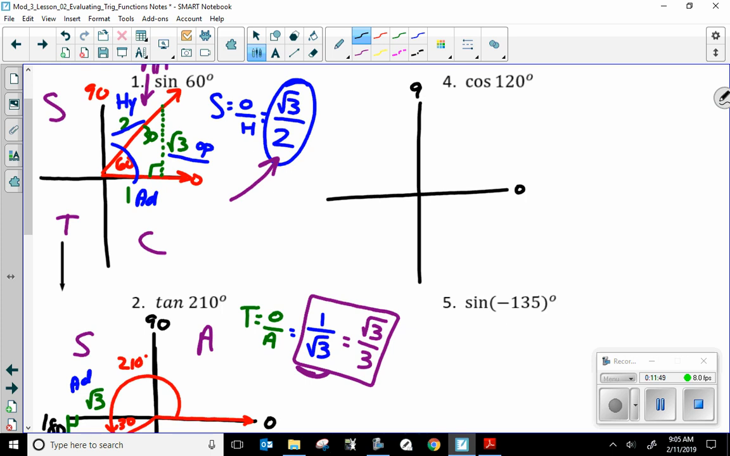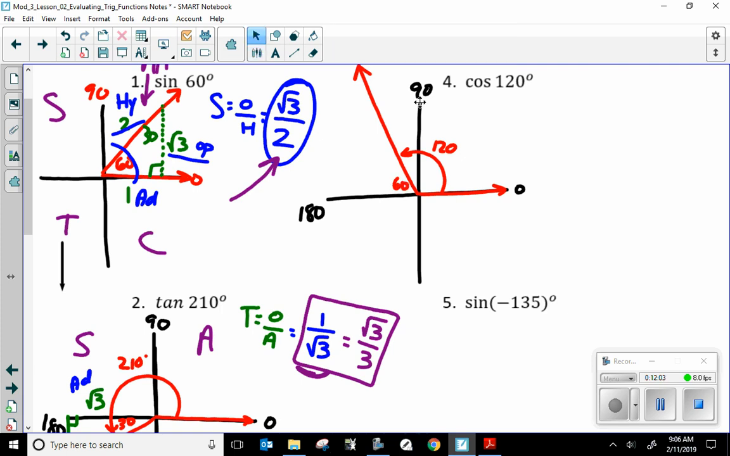here's 0 degrees, 90 degrees, 180. Okay, 120 degrees. Here's 0. It's probably closer to 90. From here to here, that's 120. Okay, which means my reference angle is 60. So I'm going to draw a triangle straight down like this.